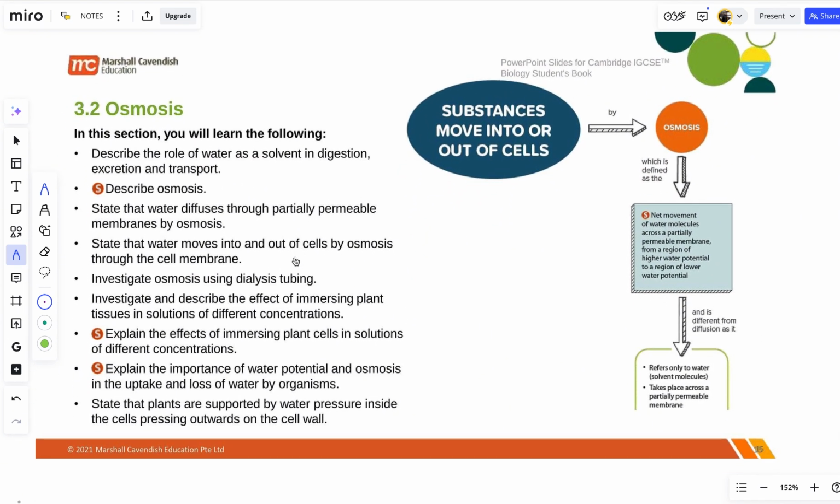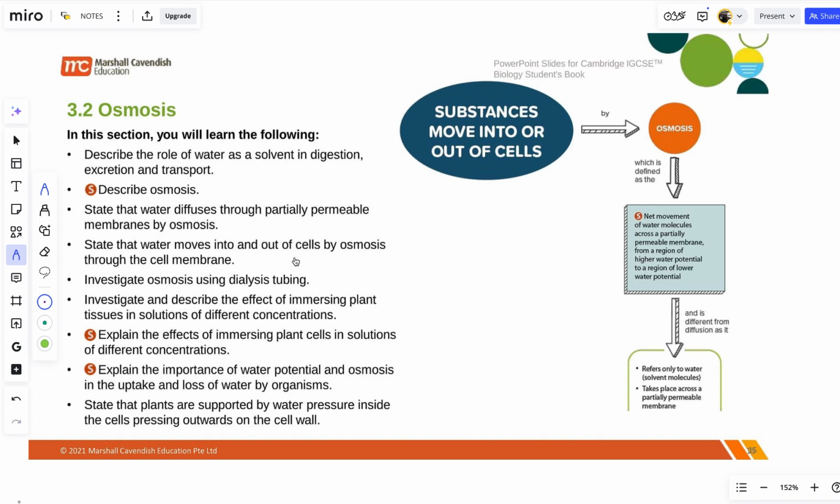Now we go to the second part, which is called osmosis. We're done with digestion and diffusion. Now we go for osmosis. What is osmosis? Osmosis is the movement of molecules, or water molecules, from a region of higher concentration to a region of lower concentration through a semi-permeable membrane.